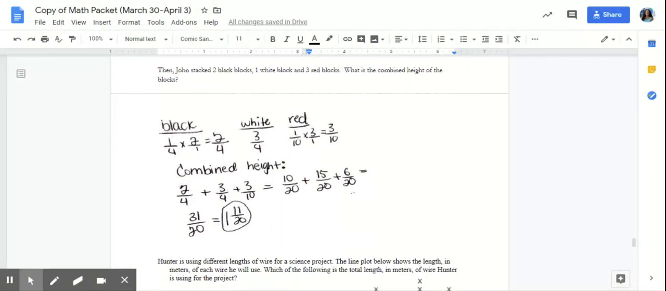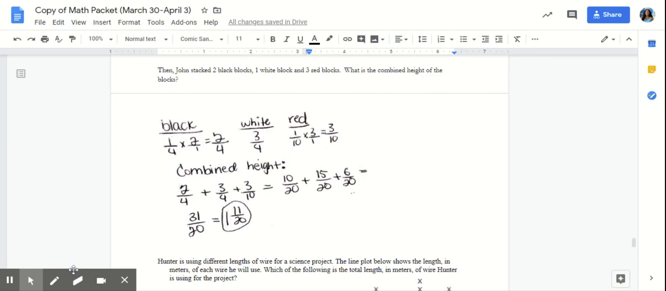Then John stacked 2 black blocks, 1 white block, and 3 red blocks. What is the combined height of the blocks? For black, we have 2 blocks, so we're going to multiply 1/4 by 2 and get 2/4. We have our 1 white block, 3/4. In red, we're going to multiply the height of the block 1/10 by 3 and get 3/10. Now we're going to add those all up to get our combined height. 2/4 plus 3/4 plus 3/10.